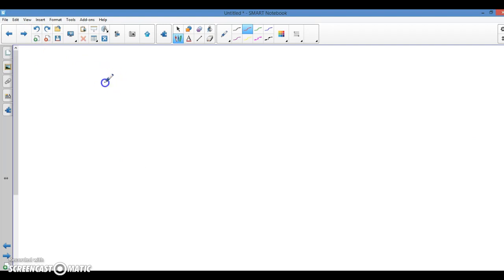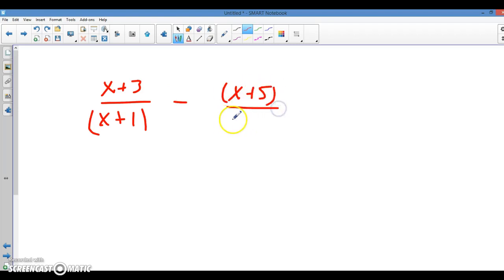Now, that's great, but what gets a little more confusing is when the bottoms of the expressions are not the same. So if I had this, I'm going to throw a negative in here just to make it more fun. Adding and subtracting are the same thing essentially. So if I have x plus 3 over x plus 1, subtract x plus 5 over x plus 6. You don't need brackets there, I just kind of threw them in.